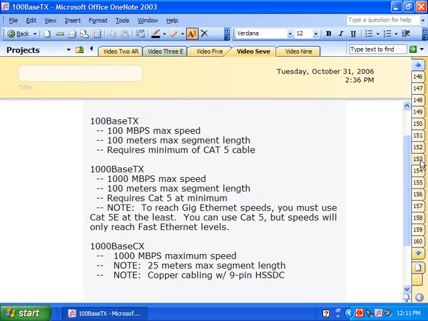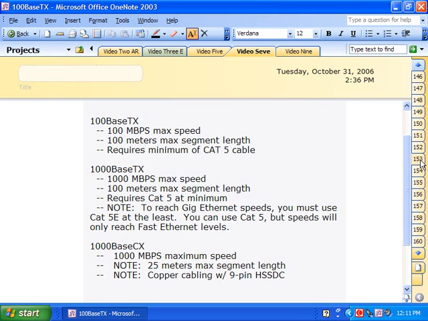1000 base CX, here's that little oddball we talked about earlier, and I'm going to mention it here again because I have 2 notes out of 3 lines, so there's got to be something funny about this one, right? This is a 1000 meg maximum speed cabling. The maximum segment length is 25 meters. Notice that this is copper cabling. This is not fiber optic. So, at the time we were all excited to get it. It's like, hey, copper cabling that runs gig Ethernet. But of course the gotcha was 25 meters maximum segment length.